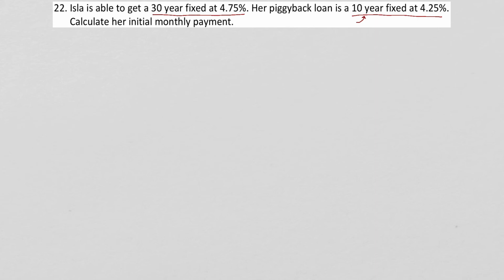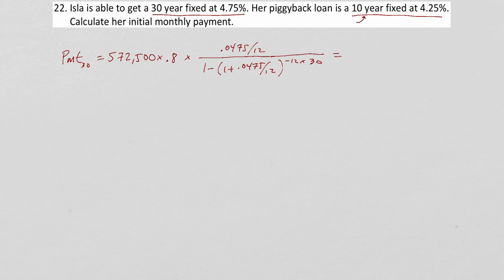So the payment on her 30-year loan is going to be the amount that she borrows, which is the purchase price times 80%, because she can only borrow 80% on her primary, her first mortgage. And this is times, this is going to be 0.0475 divided by 12, over 1 minus 1 plus 0.0475 divided by 12 to the negative 12 times 30, because this is a 30-year loan. And this is going to come out to $2,389.14. Okay?